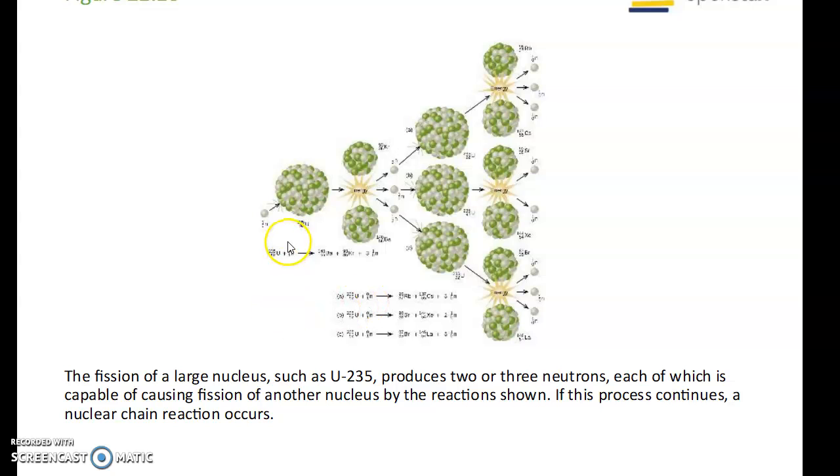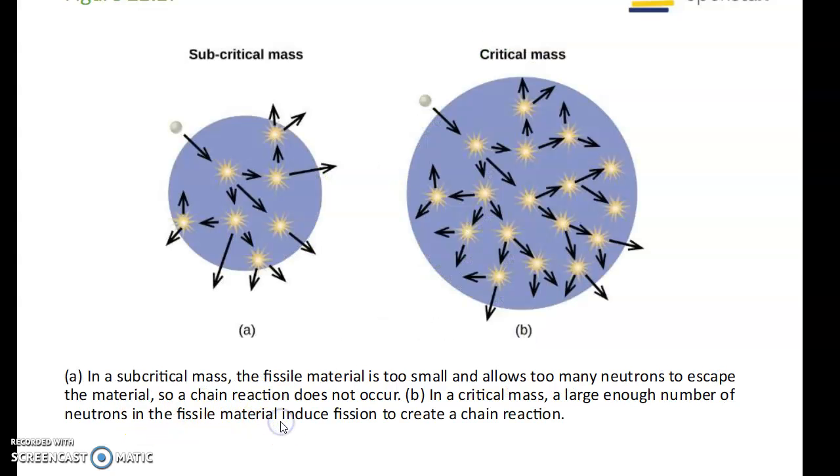So the fission of a large nucleus, such as U-235, produces 2 or 3 neutrons, each of which is capable of causing fission in another nucleus by the reaction shown. If this process continues, a nuclear chain reaction occurs. In subcritical mass, the fissile material, in other words, those that can cause fission, are too small and allow too many neutrons to escape. Okay? So a chain reaction doesn't occur. In critical mass, a large number of neutrons stay inside there and induce fission or create a chain reaction.